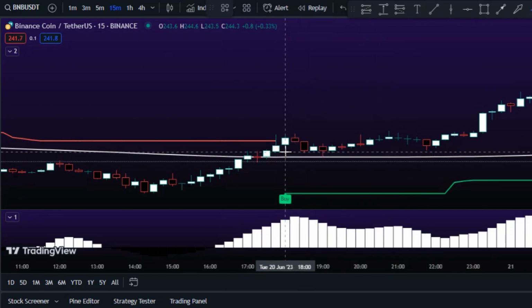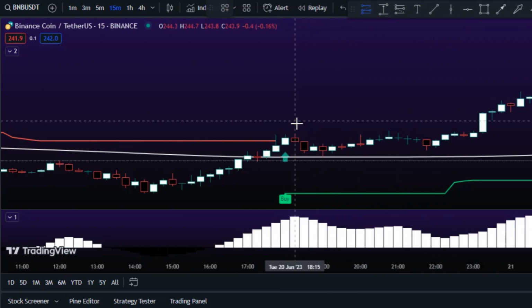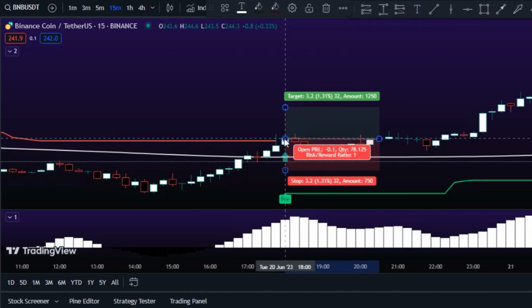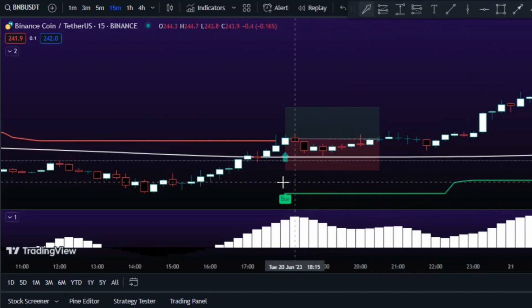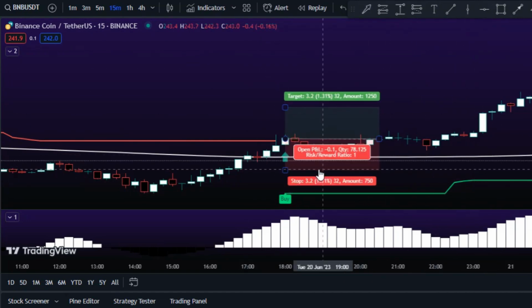And only when all three conditions are met, a buy signal from the first indicator, confirmation from the second indicator, and an uptrend identified by the moving average, we will enter a long trade. This helps ensure we only take high probability trades that are in line with the larger trend.